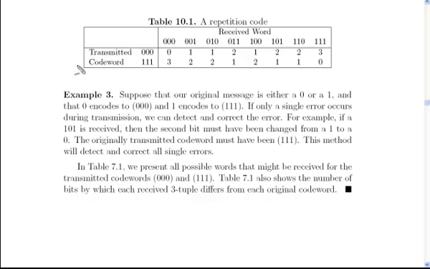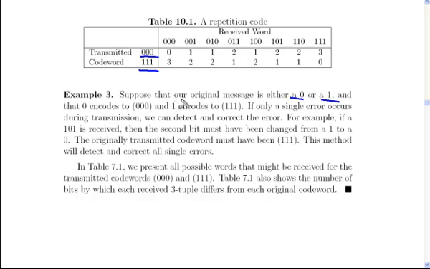Now we talked before about repetition codes. Here's an example where you're actually trying to send one bit, 0 or 1, but the code word that you send has 3 bits. So instead of sending a 0, you send 0, 0, 0. Instead of sending 1, you send 1, 1, 1.